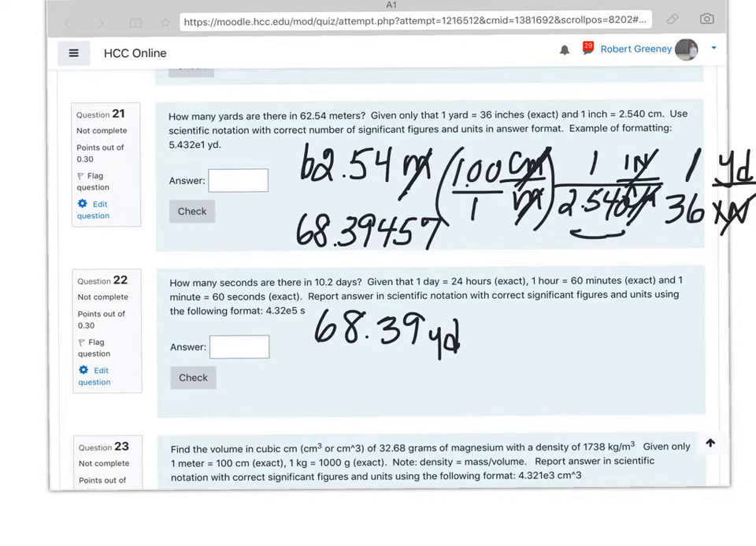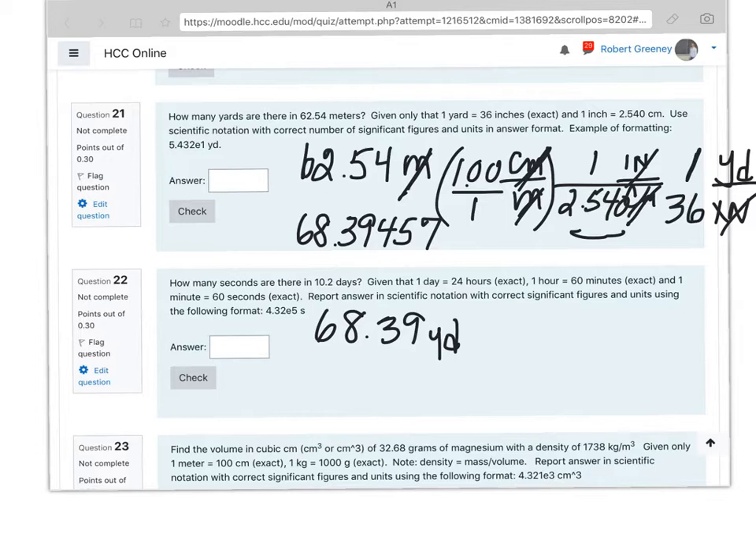Okay, so when I do that calculation out, if I didn't make a mistake, I got 68.39457 yards. But I have 4 significant figures everywhere. So I'm going to keep 4 significant figures. So the 39 stays 39, 68.39 yards. Okay, now a couple things to notice. One is, you say, but this 1 yard is 36 inches. That's only 1 significant figure, or 2 significant. No, 1 yard is 36 inches, exactly. These are not rounded.